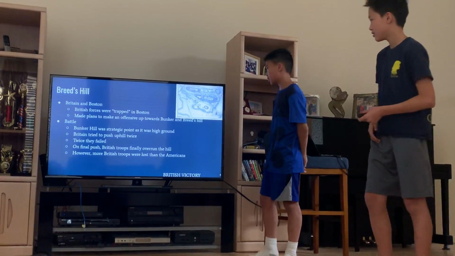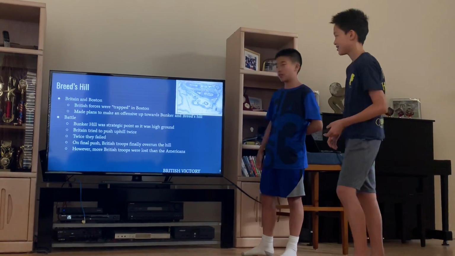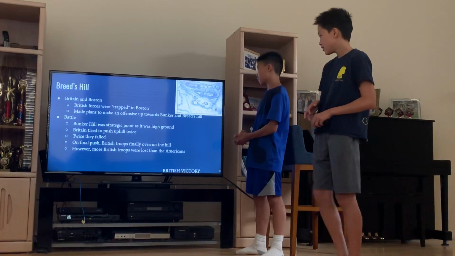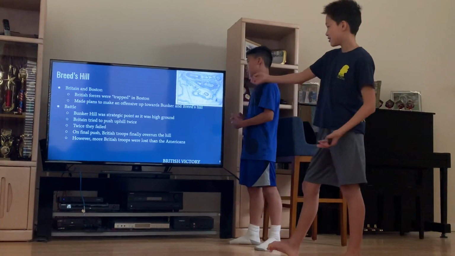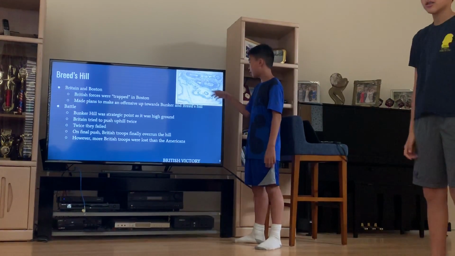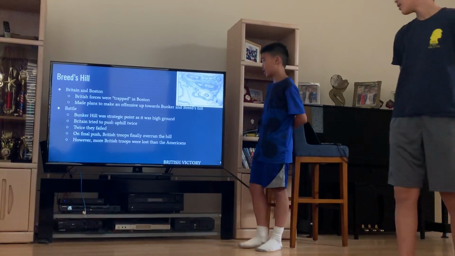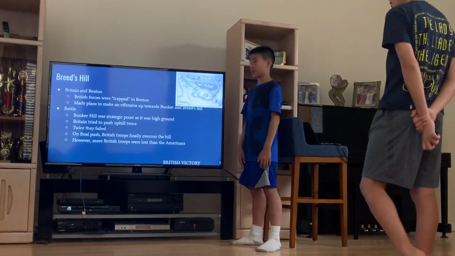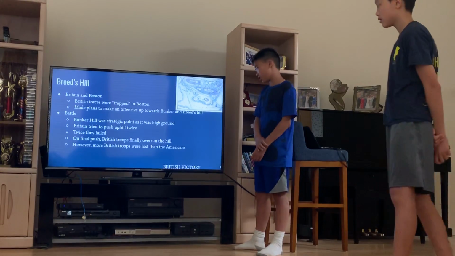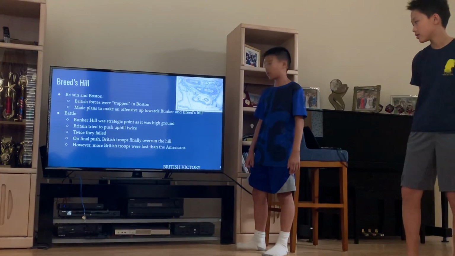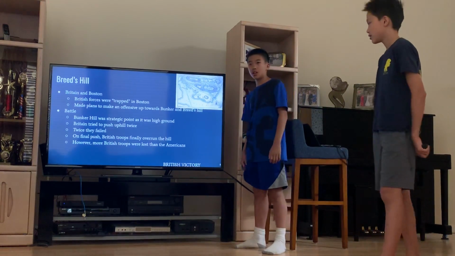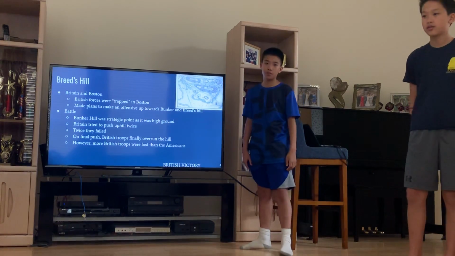So the British were trapped in Boston after they retreated after Lexington and Concord. So then they made plans for the offensive up Bunker and Breed's Hill. So this is Breed's Hill right here. This is where the battle was fought, and this is Bunker Hill nearby. And so Bunker Hill was a strategic point as it was high ground, and Britain tried to push uphill twice, but then they failed. On the final push, the British troops finally overran the hill. However, more British troops died than the Americans, but it still resulted in a British victory.